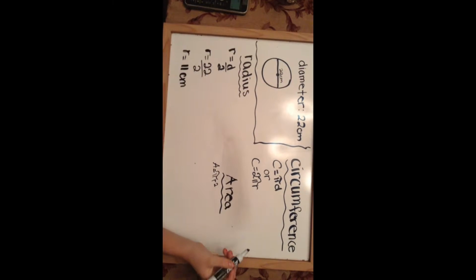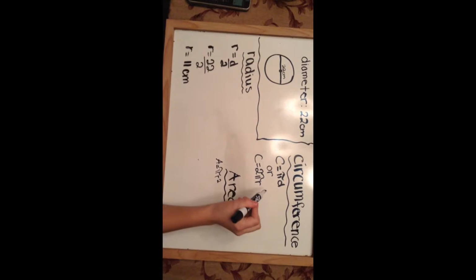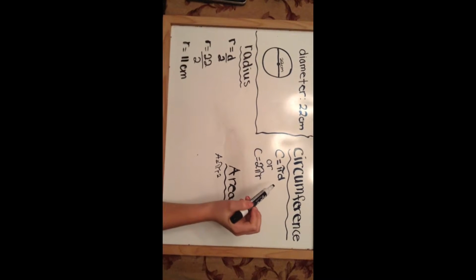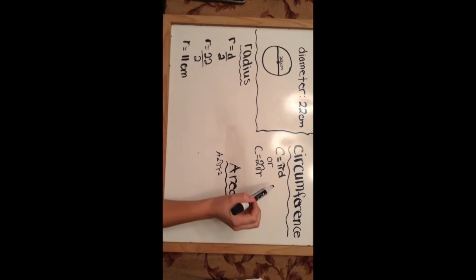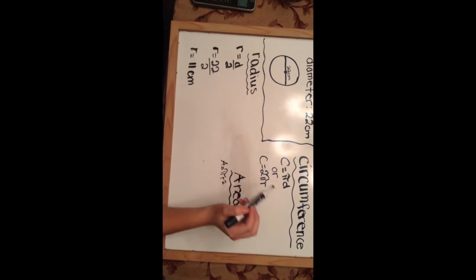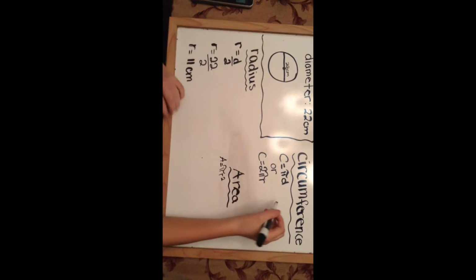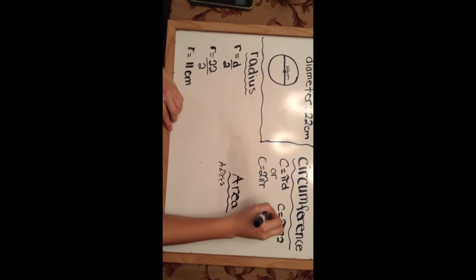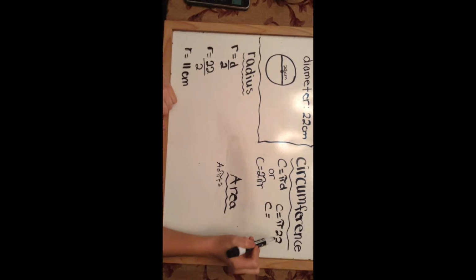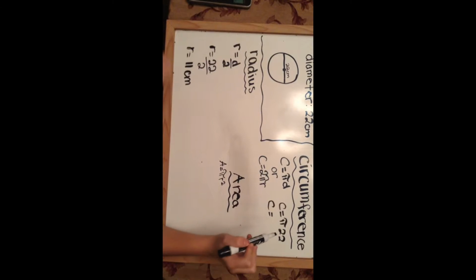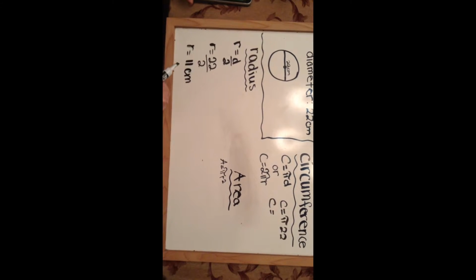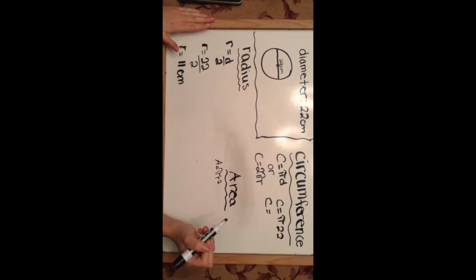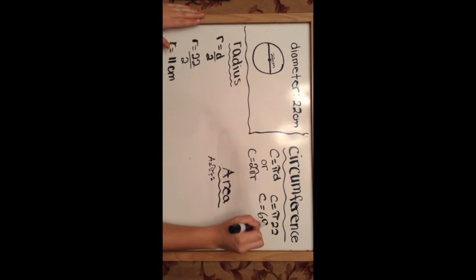Now I'm going to find the circumference. We always start with our formula. The formula that I will be using is C equals pi d. So I'm going to take the 22 again and replace it as my d. Now I will multiply 22 by pi. It gives me 69.11 centimeters.